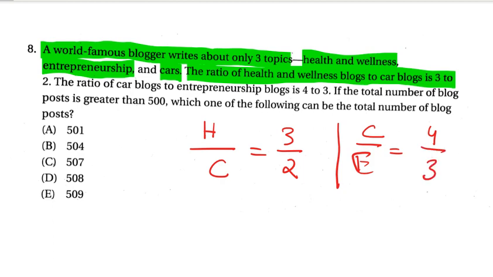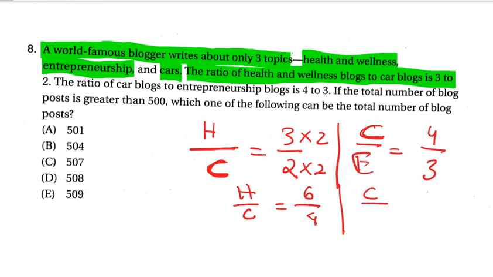So what we need to do over here is we need to find a common thing, the common thing that is writing. So he's writing about cars here, he's writing about cars here. So that's a 4 over there. So multiply this with a 2 and a 2. So now H by C becomes 6 by 4, and C by E is 4 by 3.